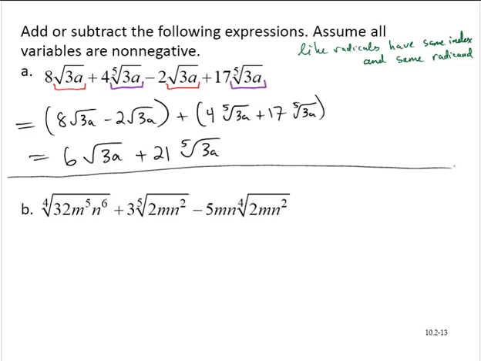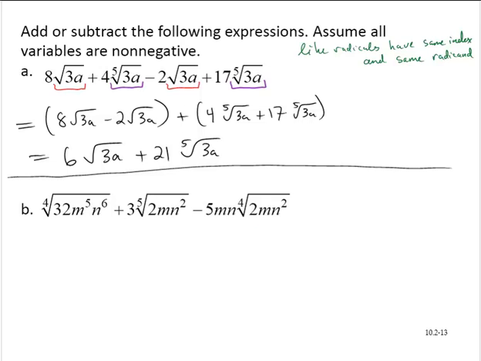All right, exercise B. I have the fourth root of 32 m to the fifth n to the sixth plus 3 times the fifth root of 2mn squared minus 5mn times the fourth root of 2mn squared. So we might look at this and say, well, are these like terms? Are they like radicals? Well, we have a fifth root and a fourth root. So those are not like radicals, so we cannot combine those.